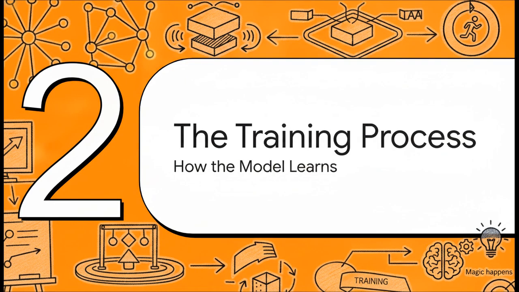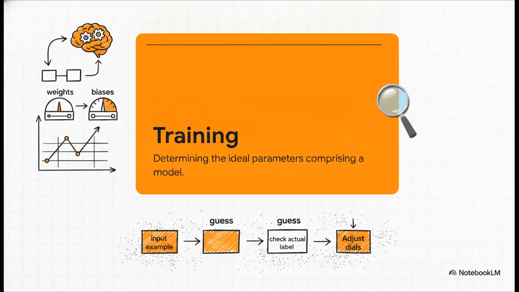Moving on to part 2, the training process. So we have our mechanical brain, our neural network, and we have our data. Now we head to the training ground. This is where the magic happens. Our next key glossary term here is, unsurprisingly, training. Training is the meticulous process of figuring out the ideal parameters, specifically the weights and biases, that make up a model. Essentially, the machine looks at an example, makes a guess, checks the actual label, and then slightly tweaks its internal mathematical dials so its very next guess is just a tiny bit better.